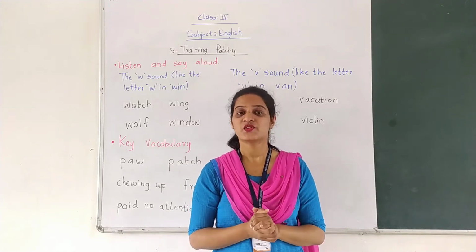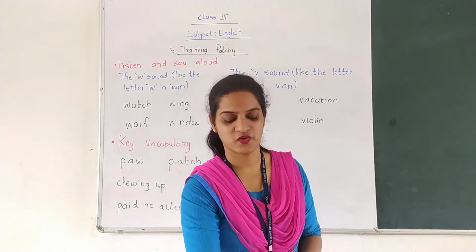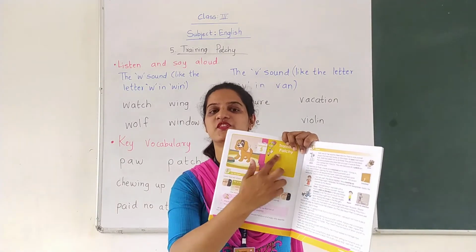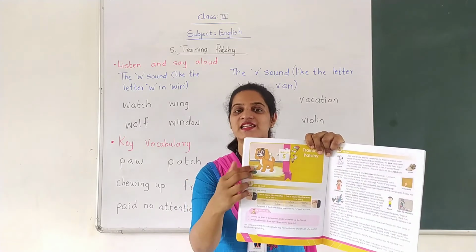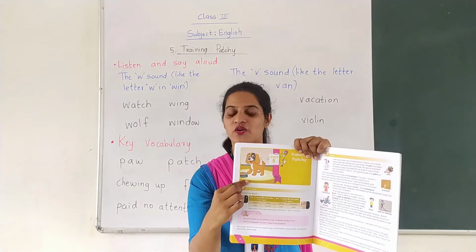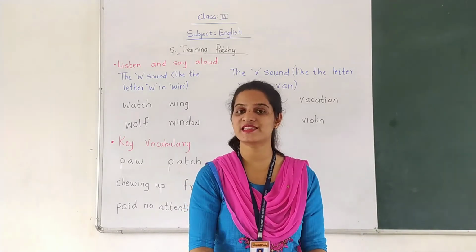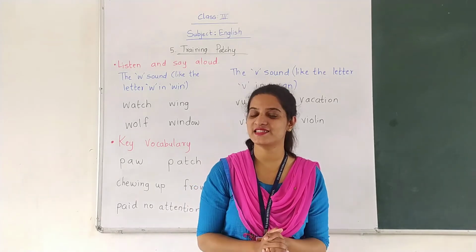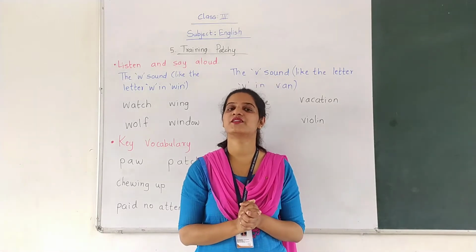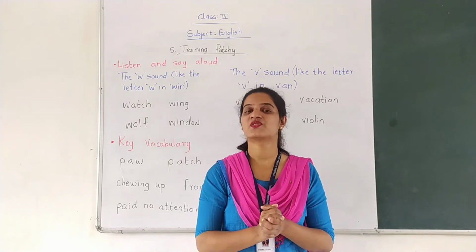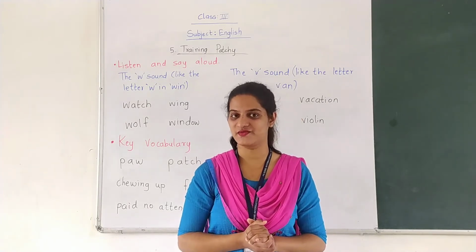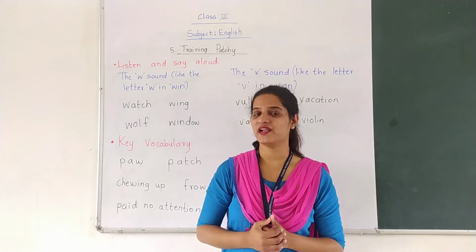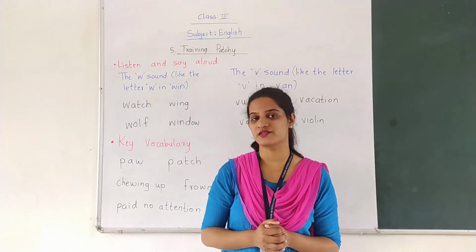Okay. So now in your English textbook, you can see this picture. Which picture is it? Yes, the picture is of a dog. So what do you think this lesson is about? This lesson is about a dog. Okay. So now we will see what is mentioned in the lesson. Before that, we will see some words.